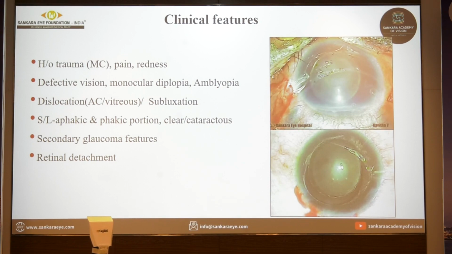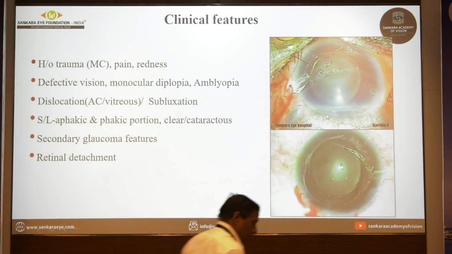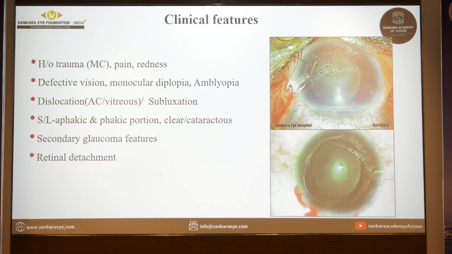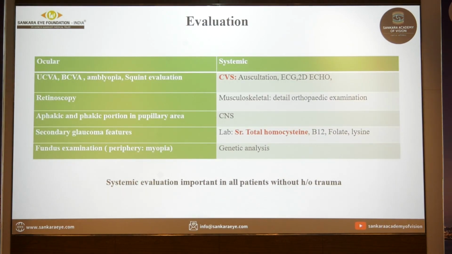Other features are associated secondary glaucoma features. As you can see in the picture on the right side above, there is a ciliary staphyloma, and this lens which is totally dislocated into the anterior chamber. We also need to keep in mind the predisposing factors for retinal detachment in these syndromes.